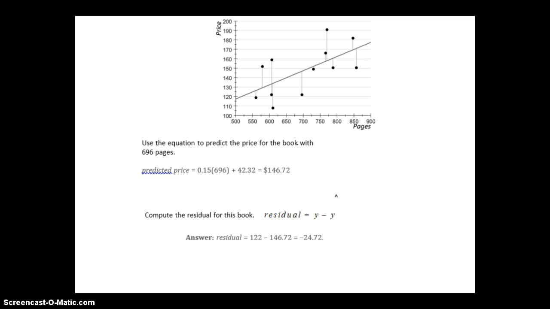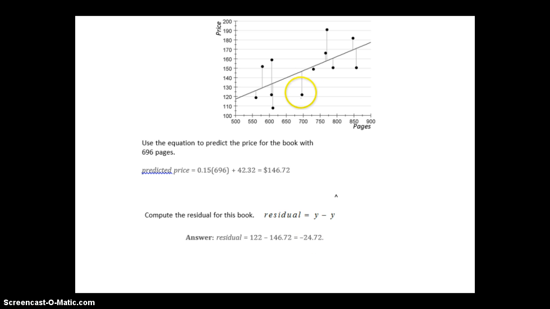Now, if we have a book that is 696 pages, the actual value of this book is $122. How do we get the predicted price? Well, here's our formula again. So it's 0.15 times the number of pages plus 42.32, which is $146.72. The residual is the y value, the actual price of the book, minus the predicted price. Well, we were given the actual price of the book is $122 minus the predicted price. We just figured that out, $146.72. The residual is negative $24.72.